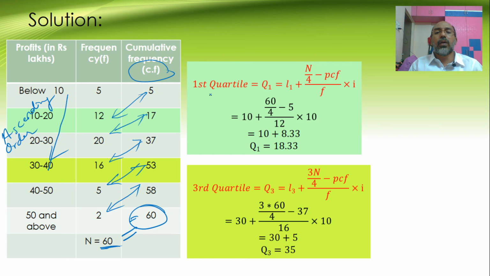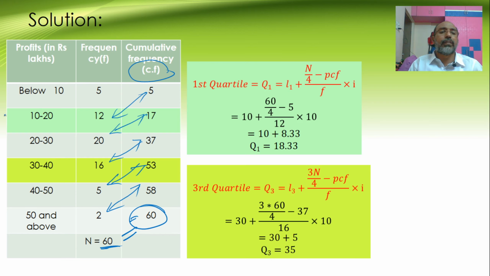Next, coming to the calculation part. First one is, what is it that you want? The first quartile formula is n by 4 minus PCF, divided by F. This is the L1. L1 means the lower limit of the class.